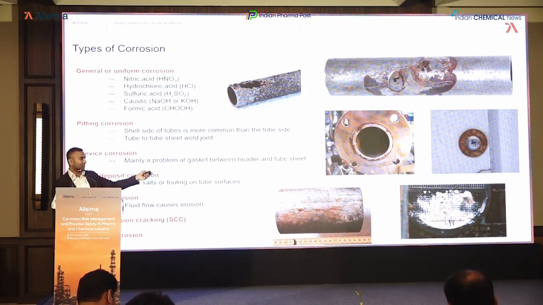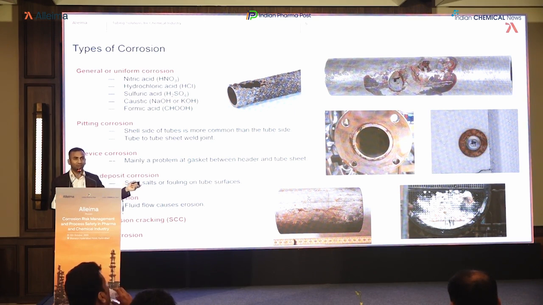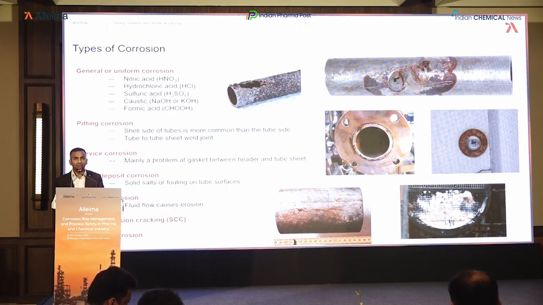So the next one is under deposit corrosion. On the right bottom, you can see the image of some under deposit corrosion. It is again a type of pitting corrosion. Why? Because when the salts get deposited in the tubes, like in the OD of the tubes or in the ID of the tubes or in tube to tube sheet joints, these salts get deposited, and below this deposition, there is a formation of pit again. So it is a classic example of pitting corrosion again.